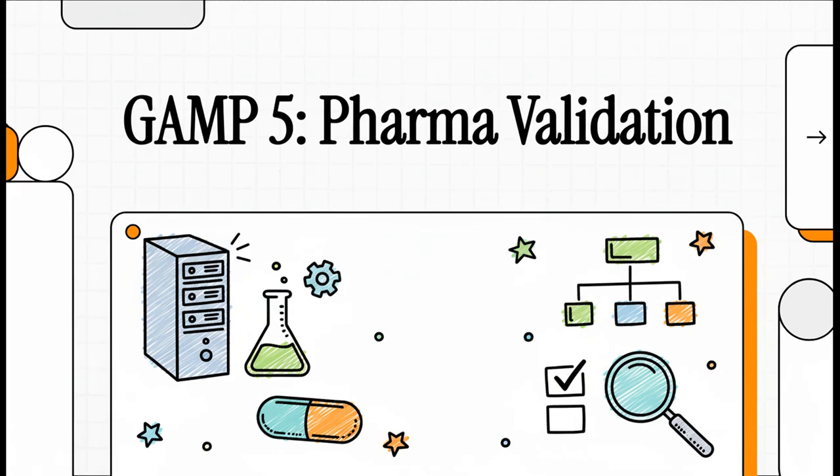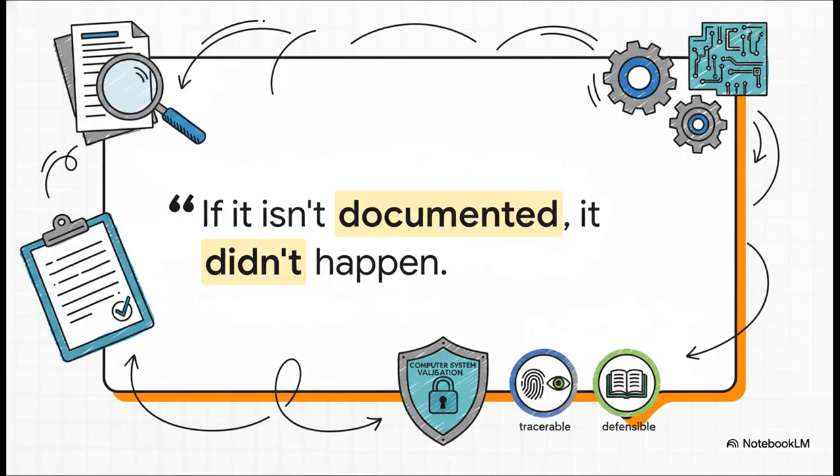Welcome to the Explainer. You know, in the pharma world, just one tiny software bug can lead to some really huge problems. So today, we're going to dig into the framework that's all about stopping that from ever happening, GAMP 5. You've probably heard this phrase before, right? If it isn't documented, it didn't happen.